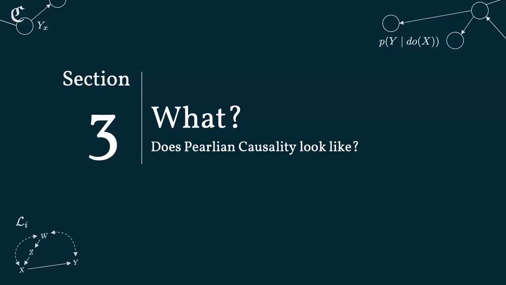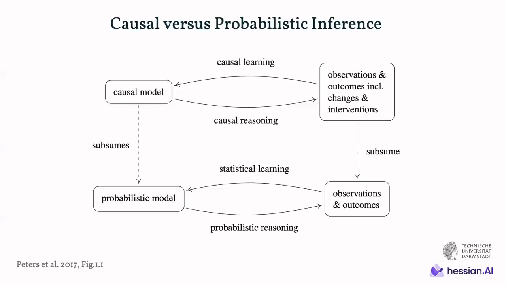Final section: what does Pearlian causality look like? First of all, this is an image from a book by Jonas Peters, which was kind of the first book that went towards this intersection of causality and machine learning. And you see here that a causal model is strictly more general than a simple probabilistic model. Because in a probabilistic model, you can just have these conditions, these observations and outcomes. But in causal models, you can have this plus changes, interventions, right? What these things are, we'll see now quickly.